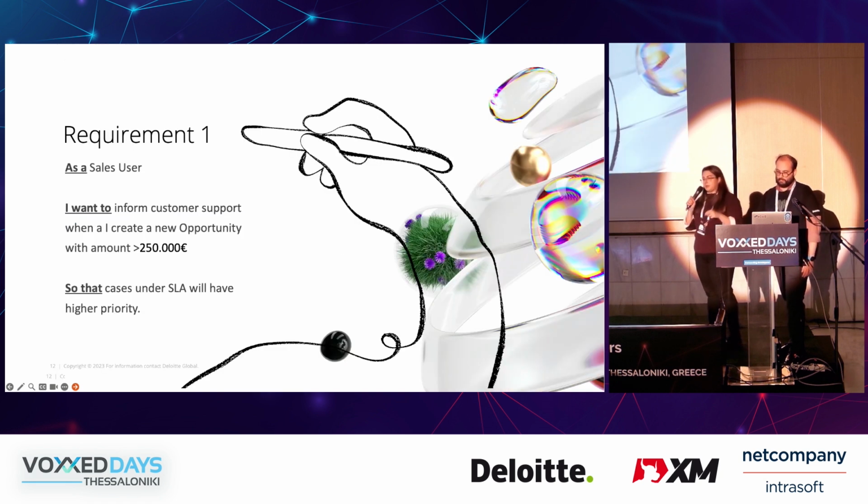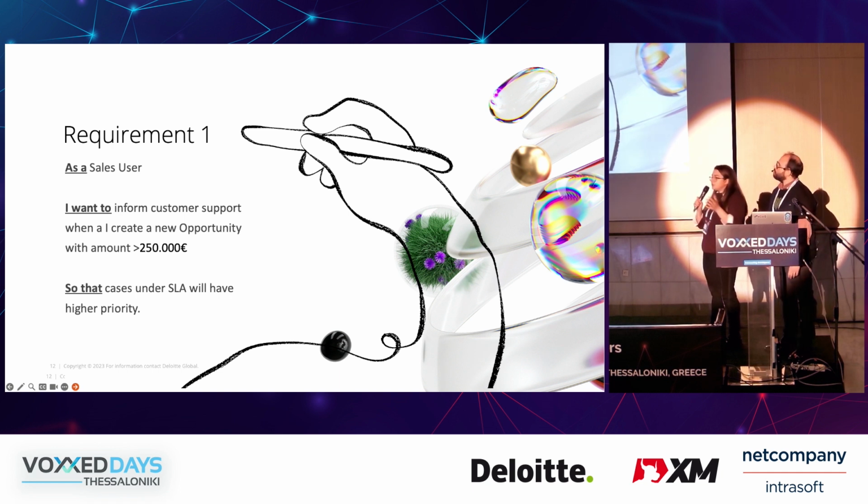So we have prepared a small demo for you. Let's say we have a requirement from the sales user, and he says, I want to inform the user that a new opportunity was created, and it has an amount of more than 250,000, so it's a big opportunity. And I want all cases whose service level agreement is in violation to be updated and bumped up in priority.